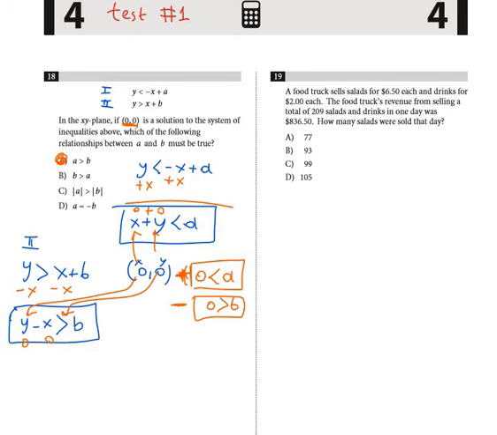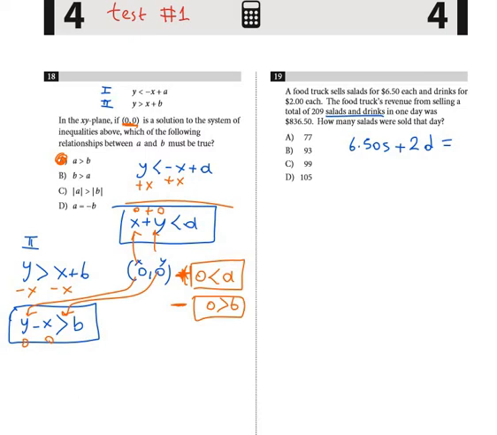Question number 19. A food truck sells salads for $6.50 each and drinks for $2 each. So we have $6.50 for salads and $2 drinks. The food truck's revenue from selling a total of 209 salads and drinks together in one day was $836.50. How many salads were sold that day?